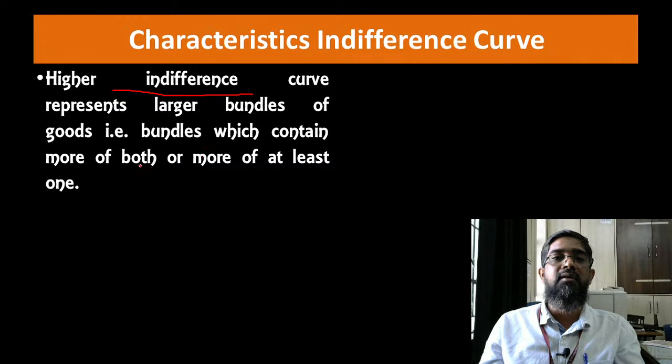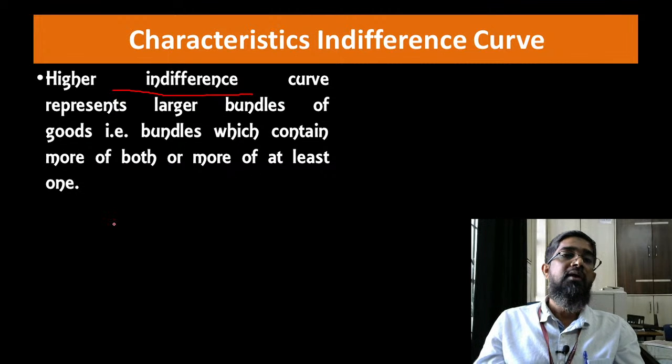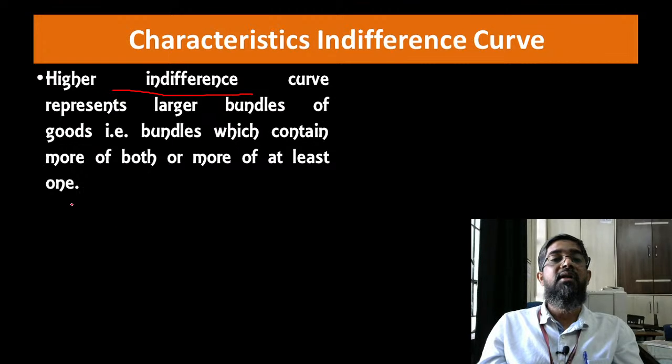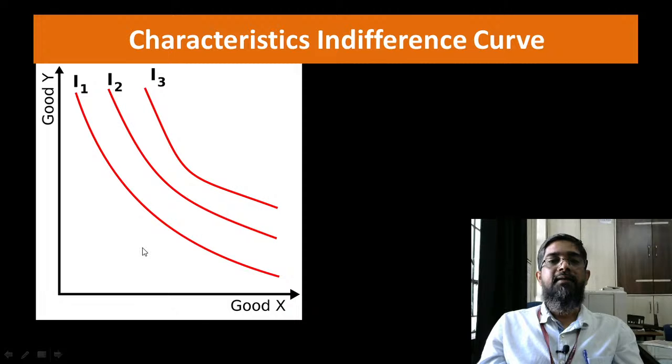Bundles which contain more of both, or more of at least one, so a higher indifference curve will give you a higher level of satisfaction. This can be shown with the help of this diagram again. Here you have good Y, here you have good X, and we have indifference curve first, indifference curve second, indifference curve 3.